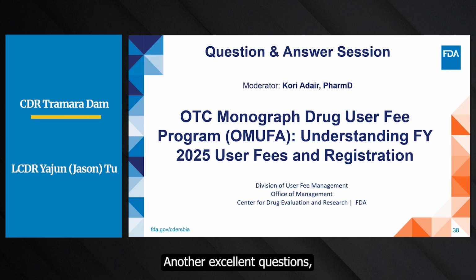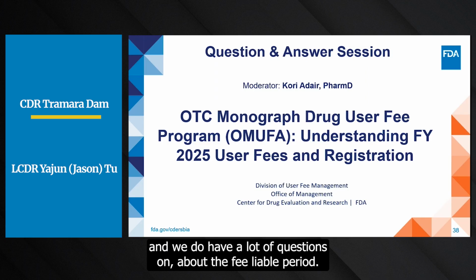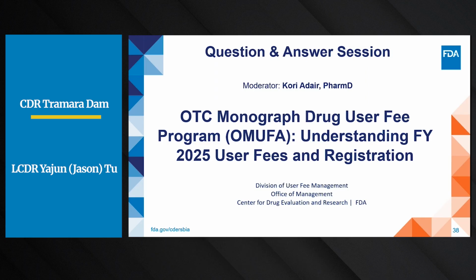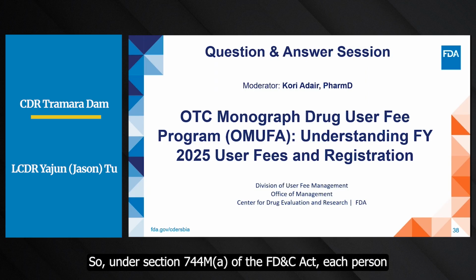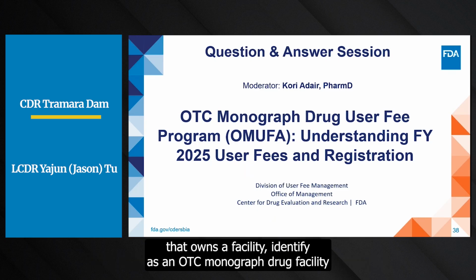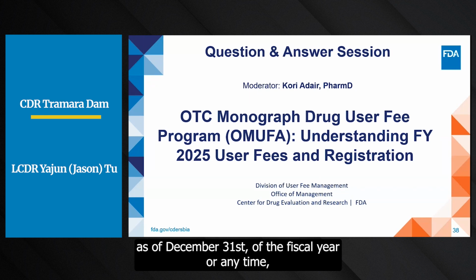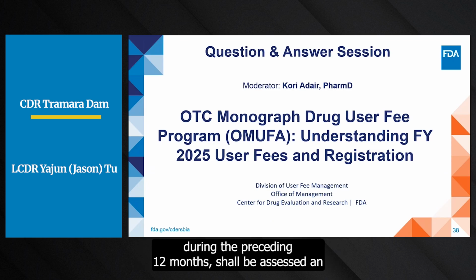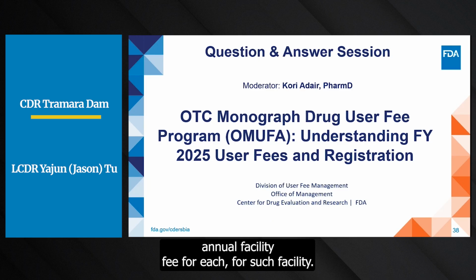Another excellent question, and we do have a lot of questions about the fee liable period. Under Section 744MA of the FD&C Act, each person that owns a facility identified as an OTC monograph drug facility as of December 31st of the fiscal year or any time during the preceding 12 months shall be assessed an annual facility fee for each such facility.